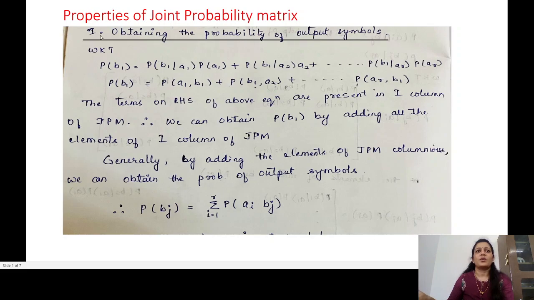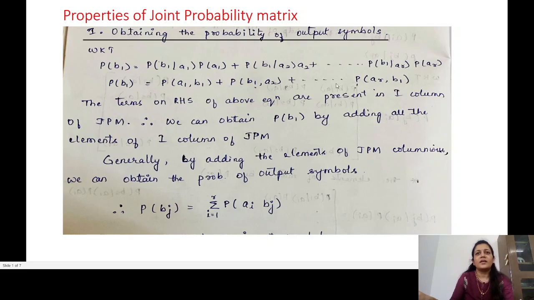Let us come to the first property. The first property tells us how to obtain the probability of output symbols. Now we know that the probability of B1 is given by this expression, that is, the probability of receiving B1 when A1 is sent, plus when A2 is sent, plus its probability when AR is sent, right? This particular product is nothing but P of A1 B1, so instead of these two terms I can rewrite it as P of A1 B1. Similarly, instead of these two terms I can rewrite it as P of A2 B1. Similarly, the last term can be rewritten as P of AR B1.